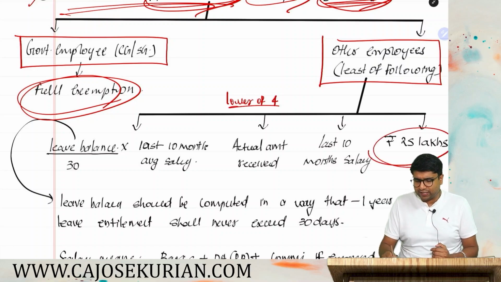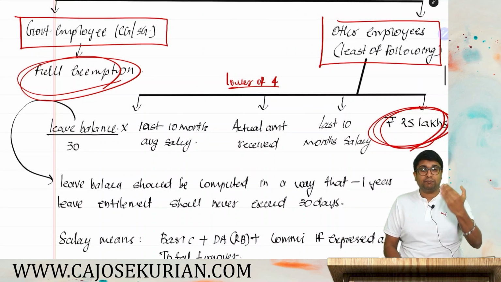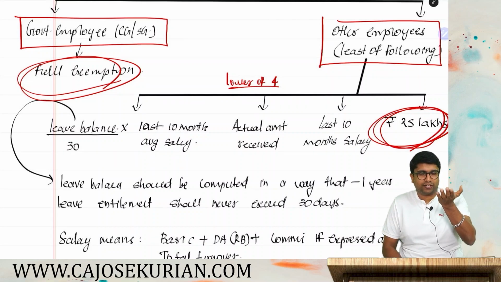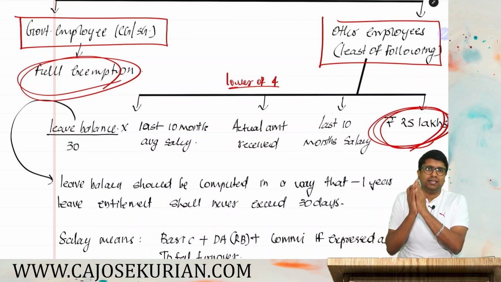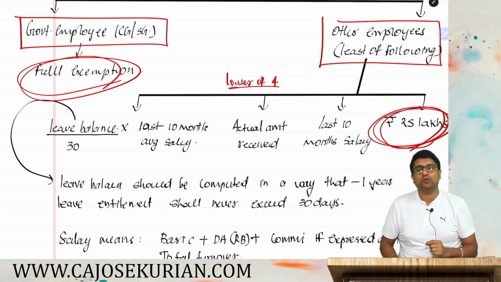Limit number 1, we call it as a statutory limit, 25 lakhs. So you are receiving leave encashment, a lump sum amount at the time of your retirement as leave encashment. Then limit number 1 for claiming exemption shall be 25 lakhs. That is a fixed limit. It is also called as statutory limit.